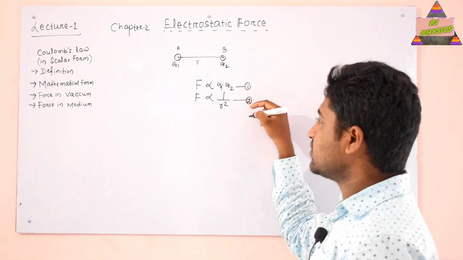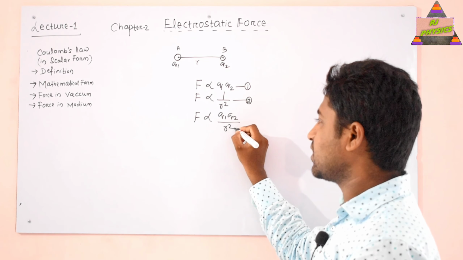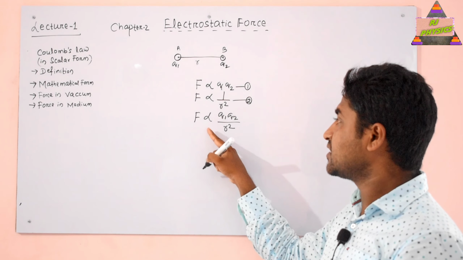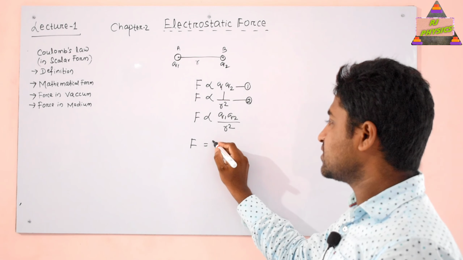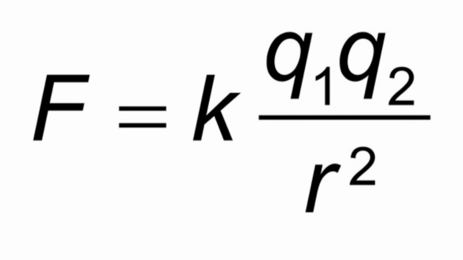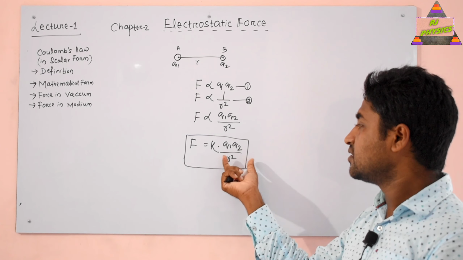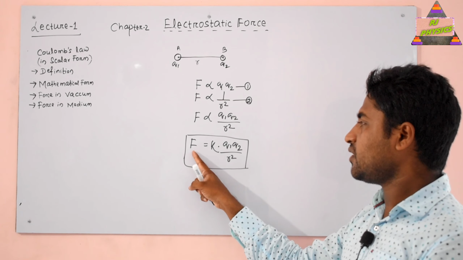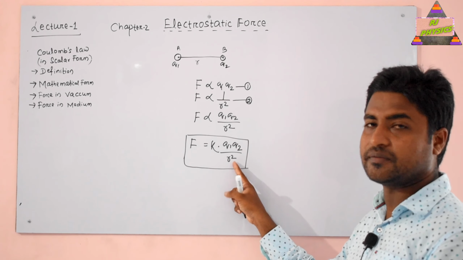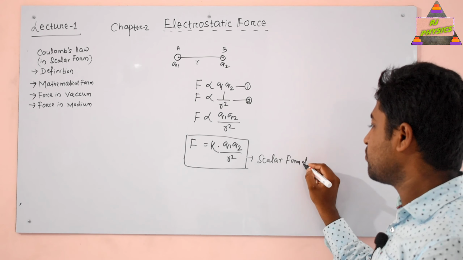If we combine equations 1 and 2, we get F is proportional to Q1 into Q2 divided by R square. We know that when the proportionality sign is eliminated, a constant is multiplied. This time the constant is K. So F is equal to K into Q1 into Q2 divided by R square. This is called the mathematical form of Coulomb's law, which is very useful to solve various mathematical problems. So F equals K into Q1 into Q2 divided by R square. This is called the scalar form of Coulomb's law.